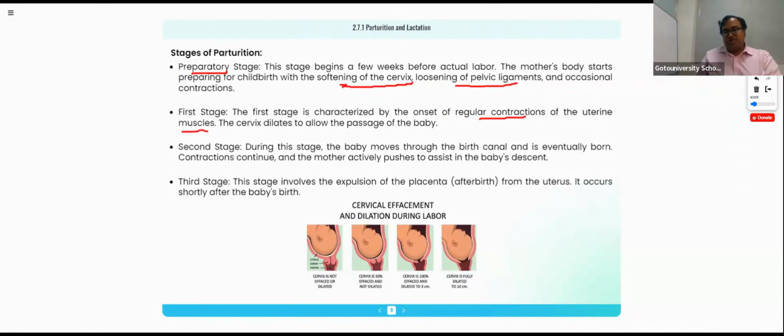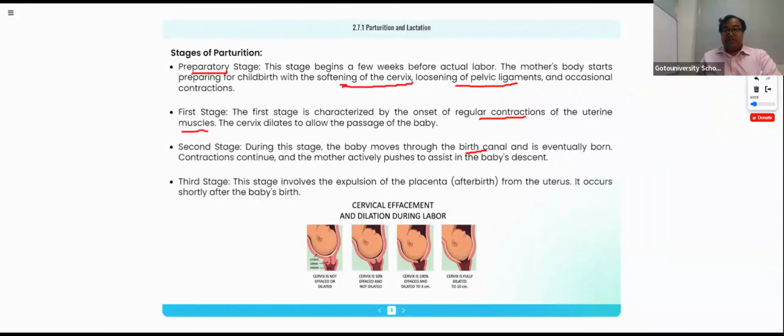Second stage: mesometrium means what? The middle layer of the uterus. The uterus inner layer has three more subdivided layers, the innermost being the endometrium, then ectometrium, mesometrium, like this we are saying. The mesometrium has quite a good amount of muscle that supports effective parturition, right? So the baby moves through the birth canal, also called the cervical canal.